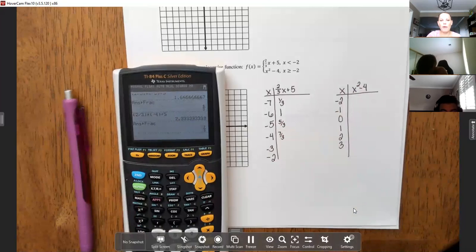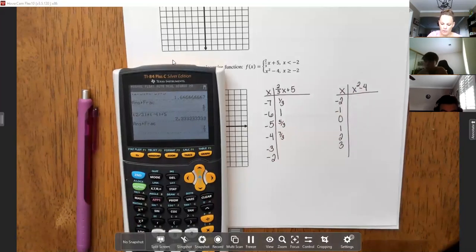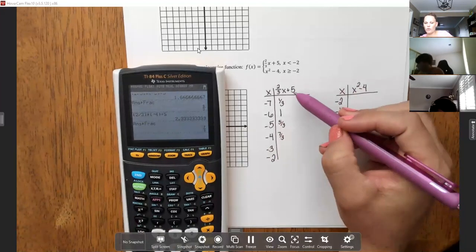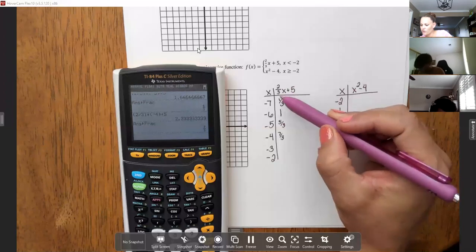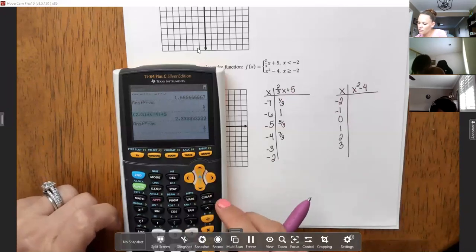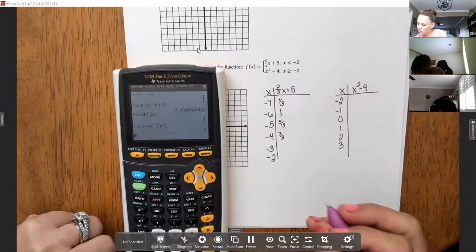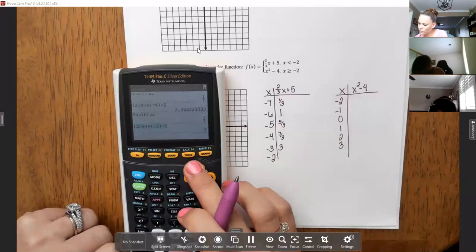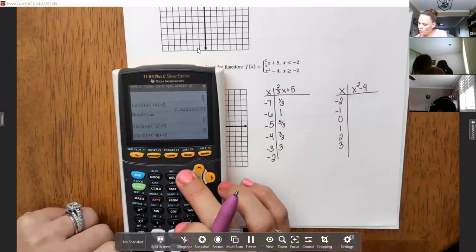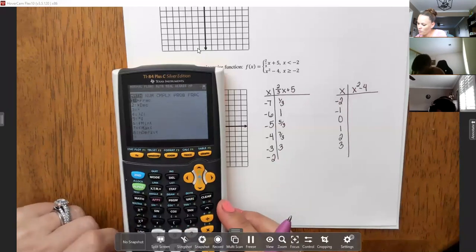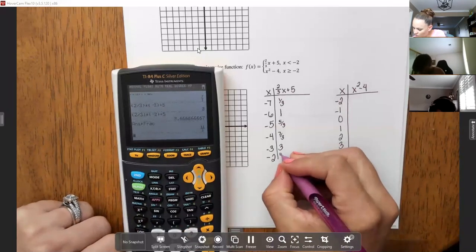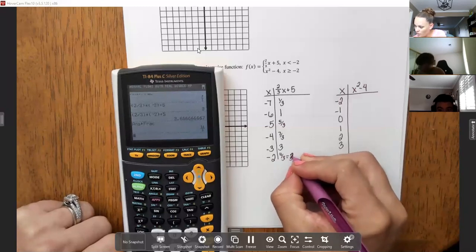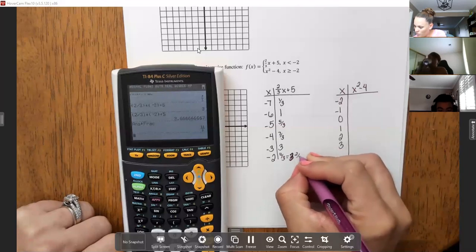7/3. And we can tell by the pattern that it's going up by 2/3, which we should know because this is a linear equation. The y-intercept is 5. The growth is 2/3. So this is 11/3, which is the same as 3 and 2/3.